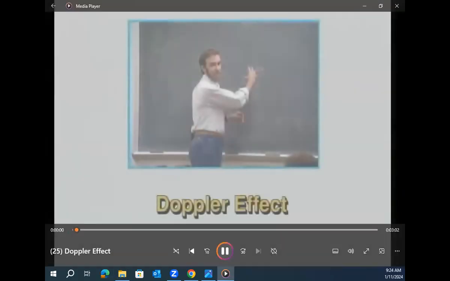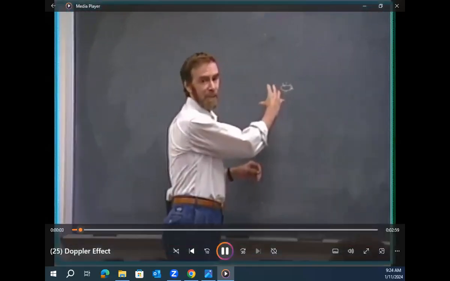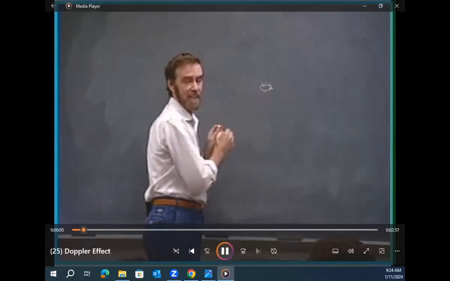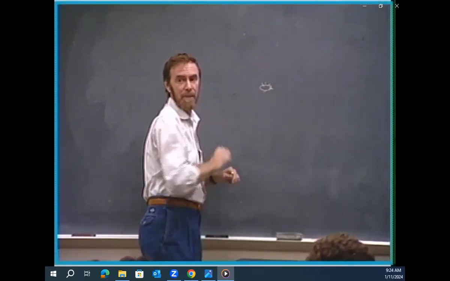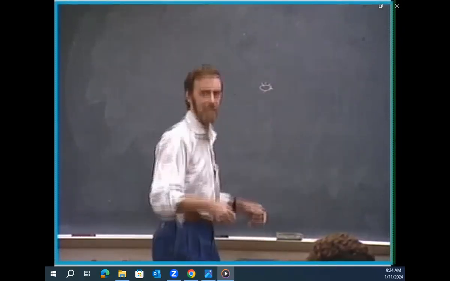All right, let's do Doppler effect. You guys heard about the Doppler effect earlier. Let's look at the explanation for that. But now what the bug starts to do is the bug starts to jiggle up and down.